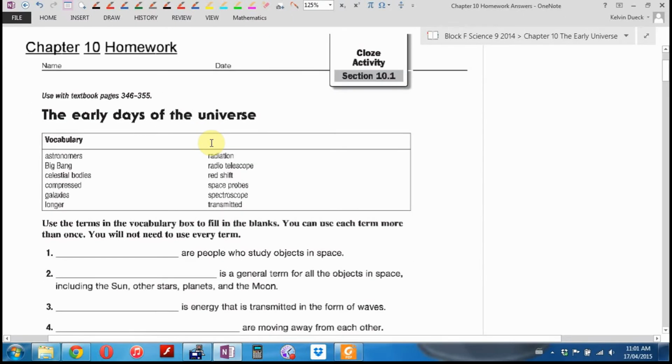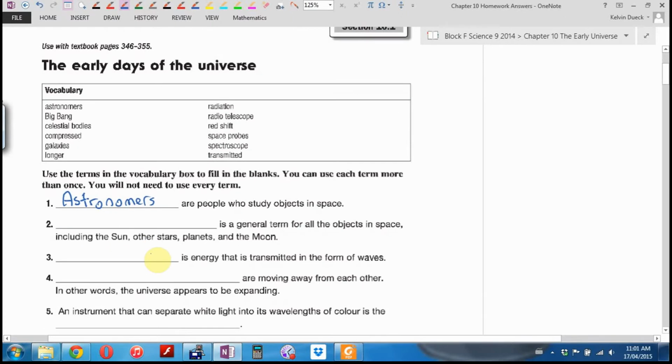Hey, what are people who study objects in space? Strong. Okay. What's a general term for all the objects in space, including the sun, other stars, planets, and the moon? Keeping in mind that if they'd said astronomy, which one do you think? Yeah. Celestial bodies. So kind of mark your own.